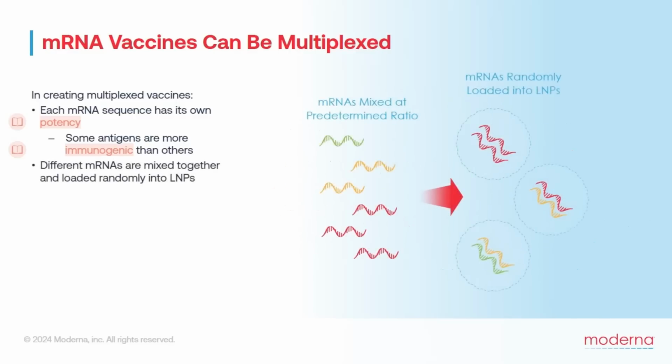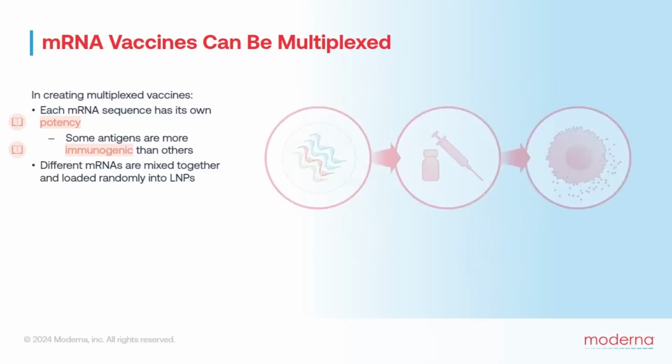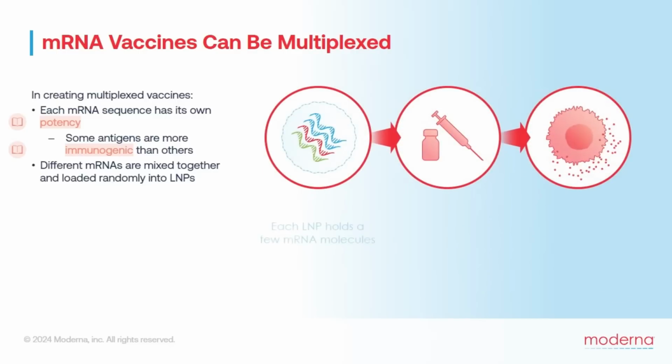For most multiplexed vaccines, the different mRNAs are mixed together at a predetermined ratio based on their individual potencies, and then loaded randomly into lipid nanoparticles. Because the LNPs are so small, each one can only hold a few mRNA molecules.